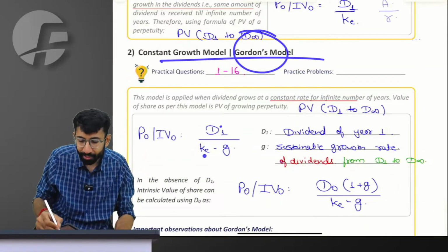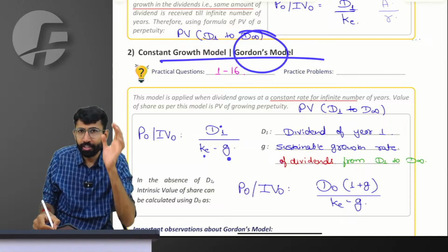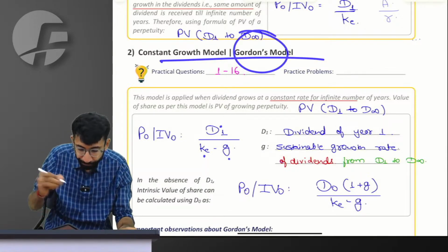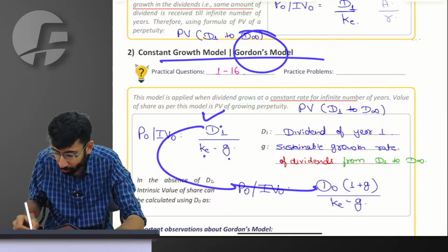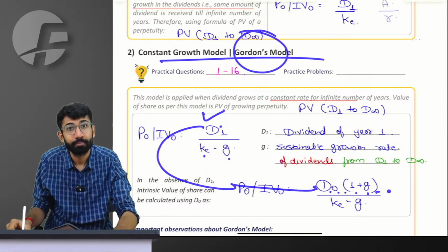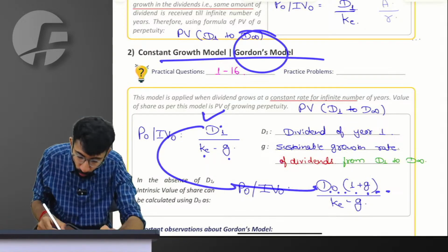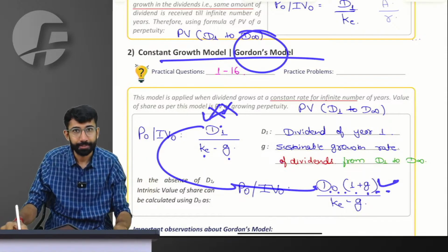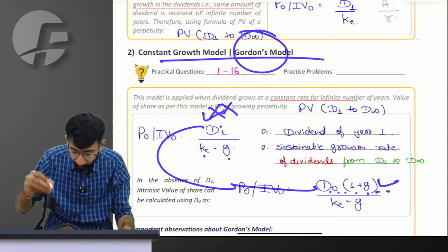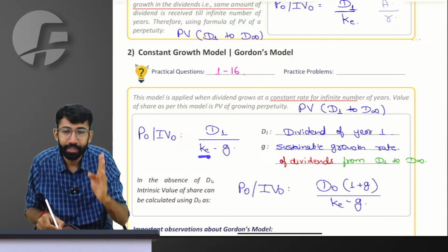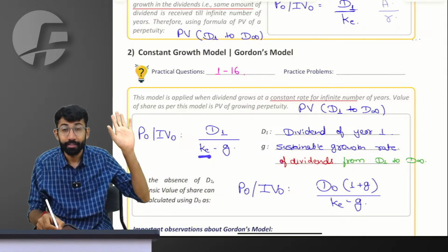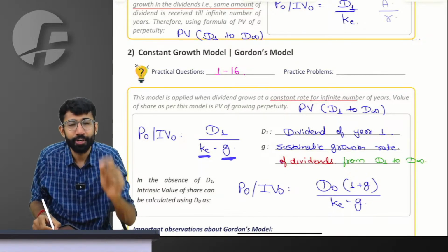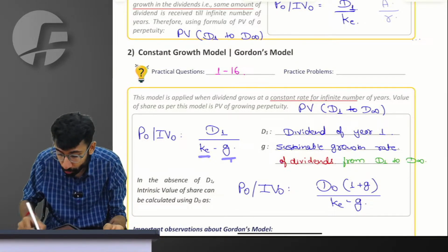Similarly, we said D1 divided by K minus G, where there were certain important points to discuss. One, the official formula is D1; you cannot do D0 into 1 plus G primarily. If you don't have D1, then you do this, otherwise you don't do this. Second, when you talk about KE, it is completely clear to you how to calculate KE: three preferences. When you talk about G, it is very important to understand that you talk about the growth of dividends.